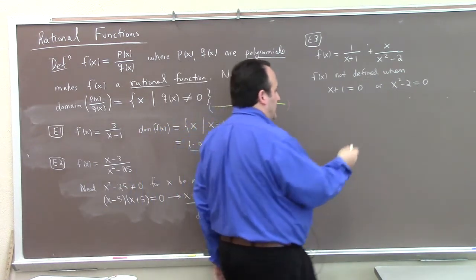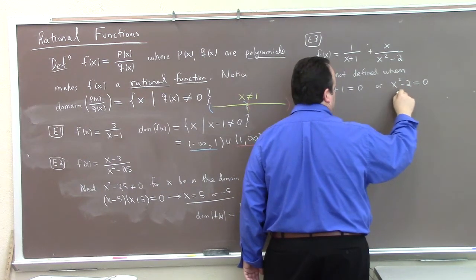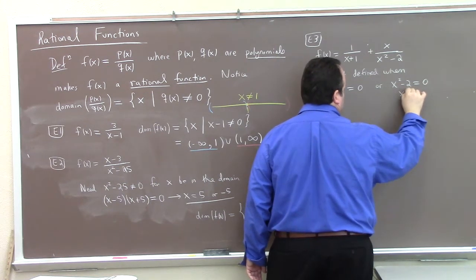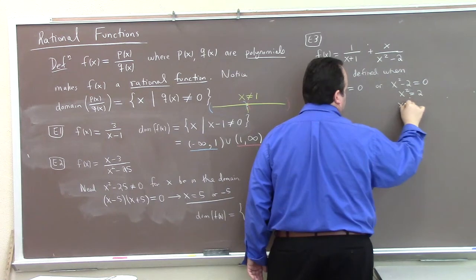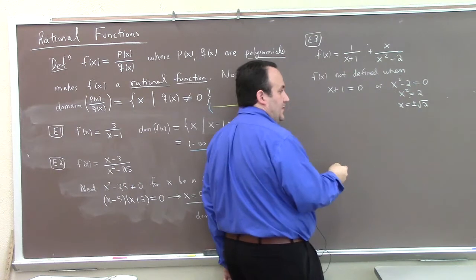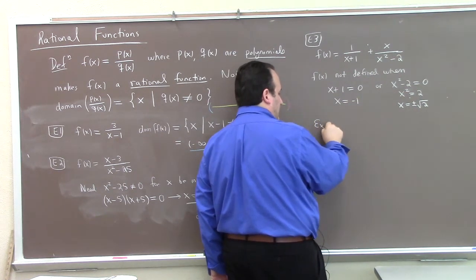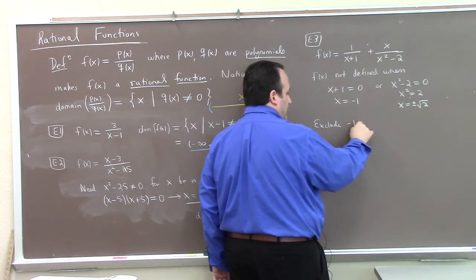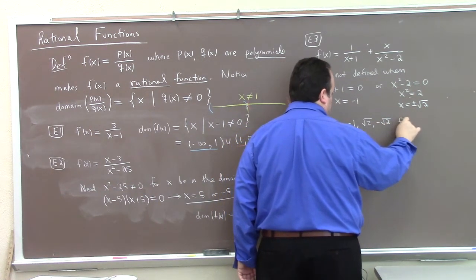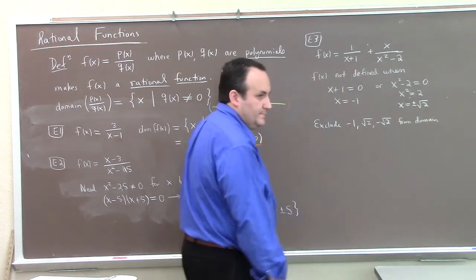So we have to throw out, this of course gives you what? This gives me x squared equals 2, which we can solve to give us x is plus or minus the square root of 2. And this one, of course, gives me x equals minus 1. So we need to exclude minus 1, the square root of 2, and also minus the square root of 2 from the domain.